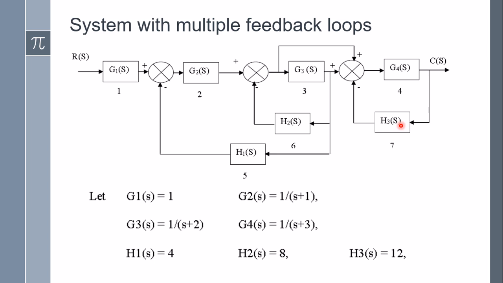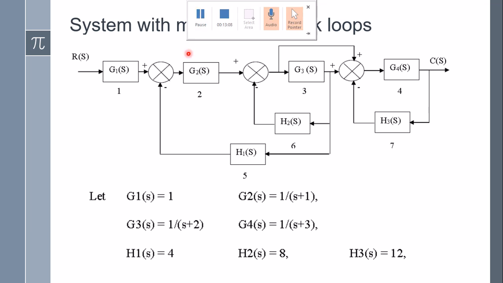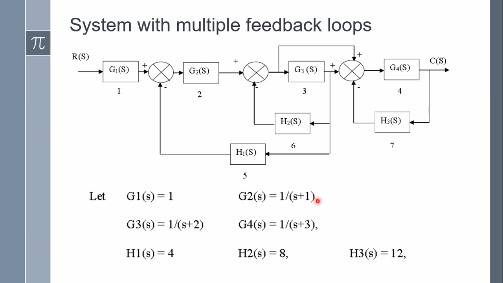And in this case, the gain functions G or H can be either a constant or a polynomial of s. It may be of nth degree also. So in order to find the transfer function of this system using Matlab, I am just numbering the blocks 1, 2, 3, 4, 5, 6 and 7. So totally I have 7 blocks in the system.